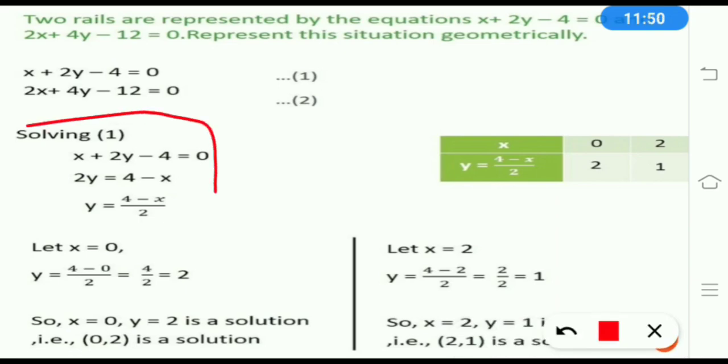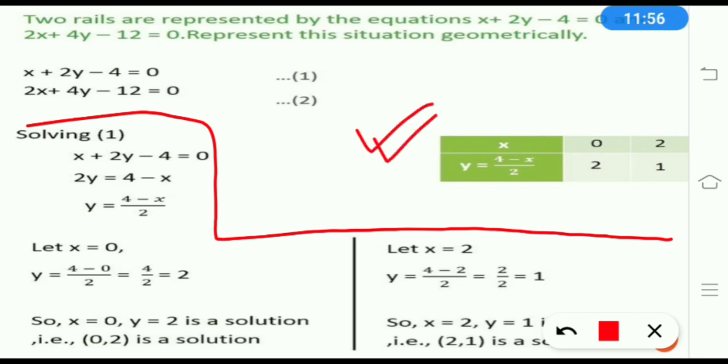So this portion you can do in your rough paper. Okay, after that you just write these points. Clear? That means in your rough paper you solve this, find the values of x and y. After that you just write this: when x equal to 0, y equal to 2, when x equal to 2, y equal to 1. Okay, now we solve equation 2.